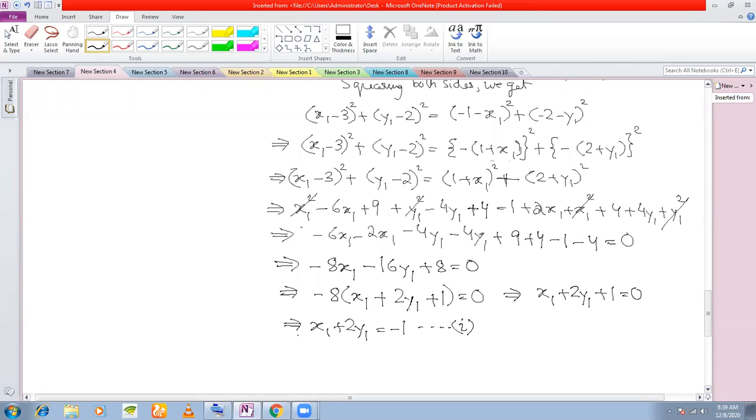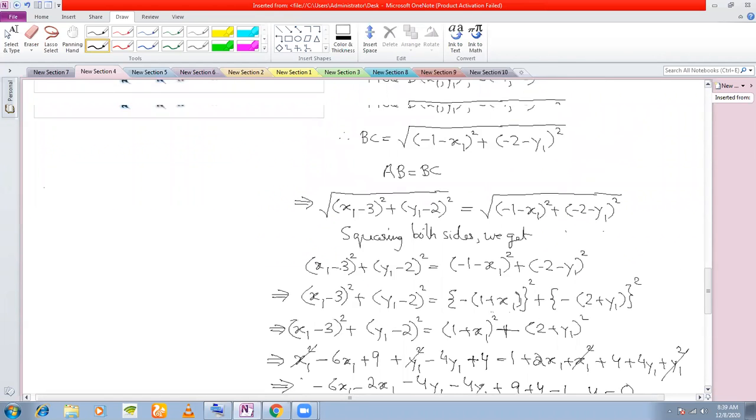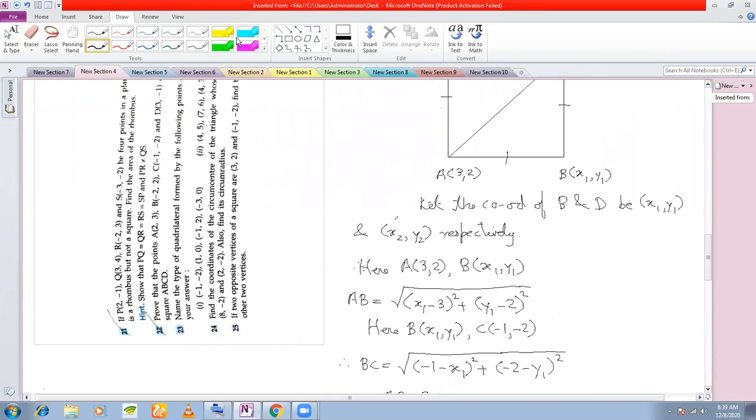You will get your second equation in x1 y1 also. Can anyone tell me how to get the second equation? I'll complete this in the next class. This is going to be a little long. So can anyone tell me before I stop, how to get the second equation?